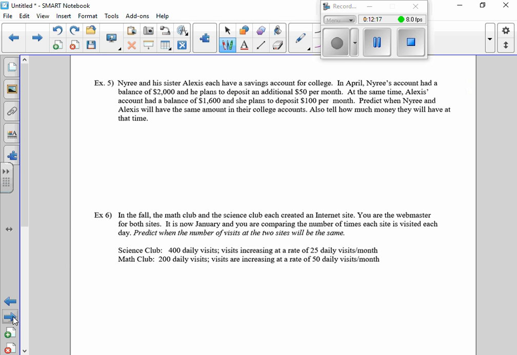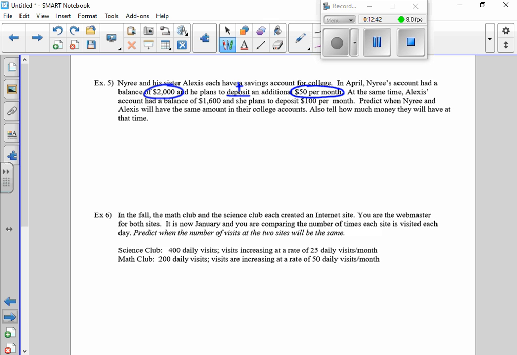All right, last two examples. What I'm going to do is set up number 5, and then I'll prompt you to set up number 6. Okay, so number 5 says Nari and his sister Alexis each have a savings account for college. In April, Nari's account had a balance of $2,000, so he has $2,000 in the account, and he plans to deposit, which means to add, an additional $50 per month.